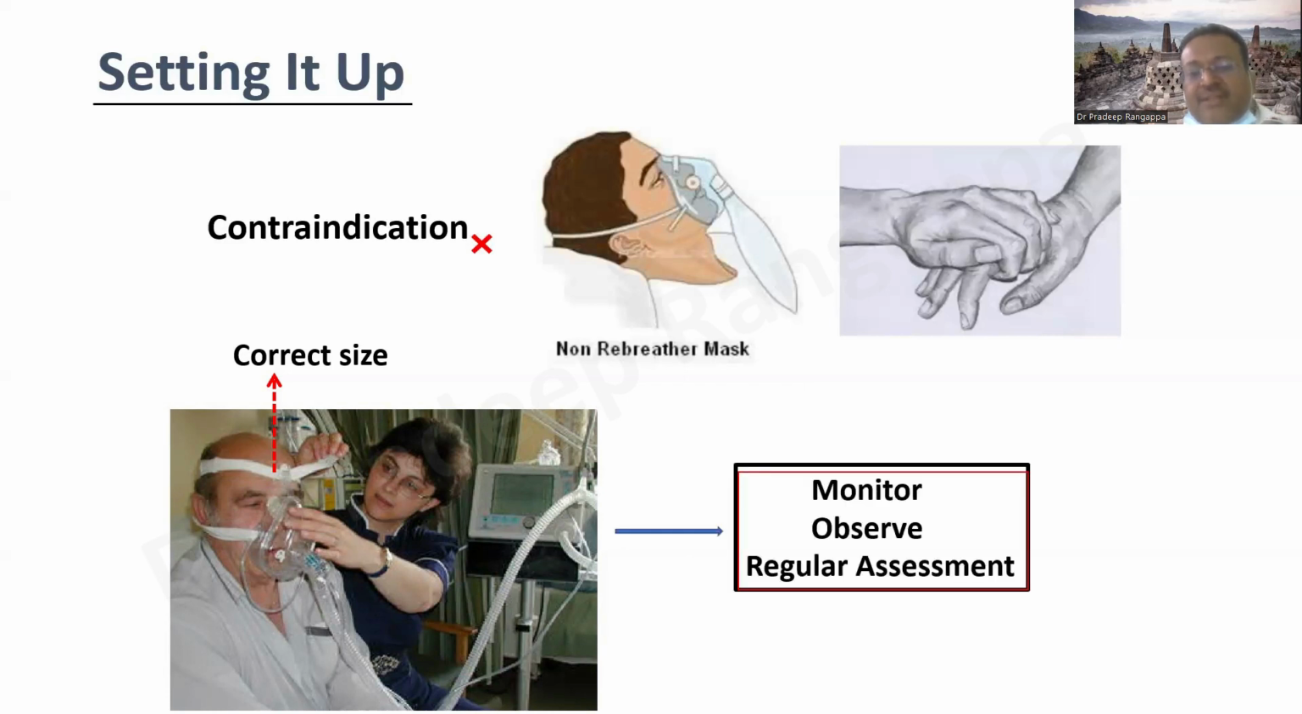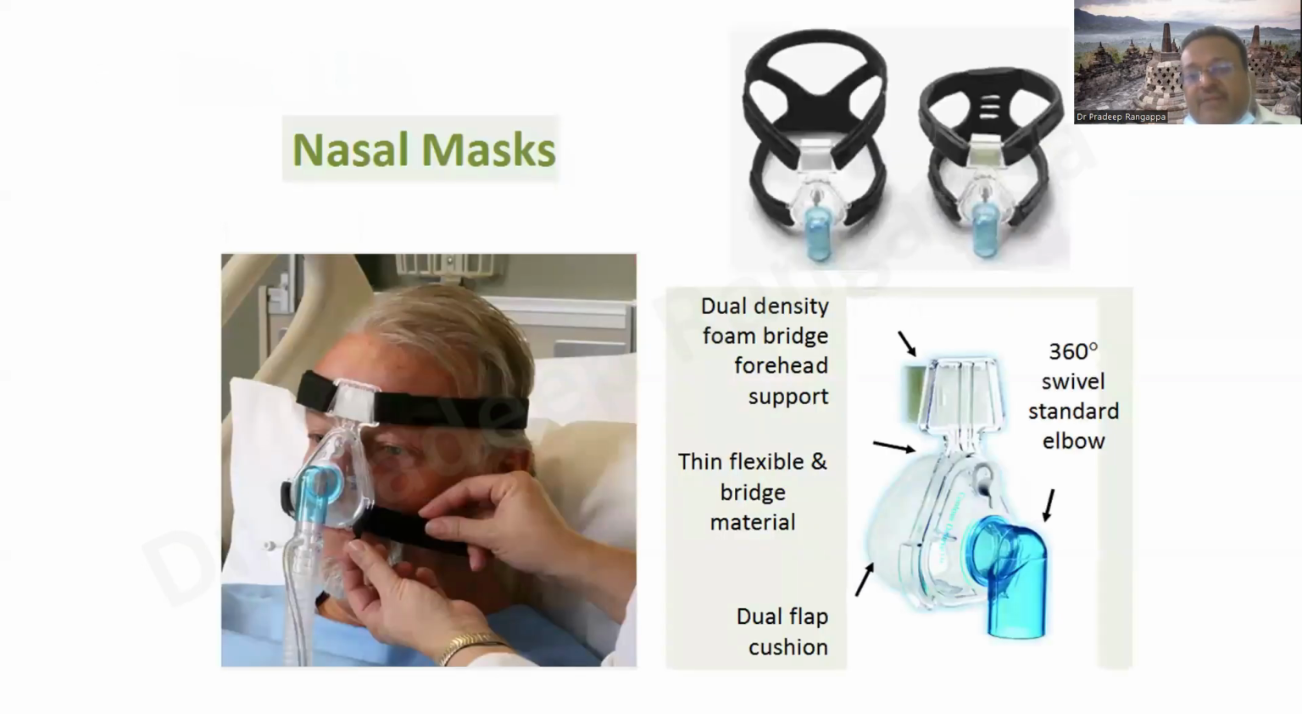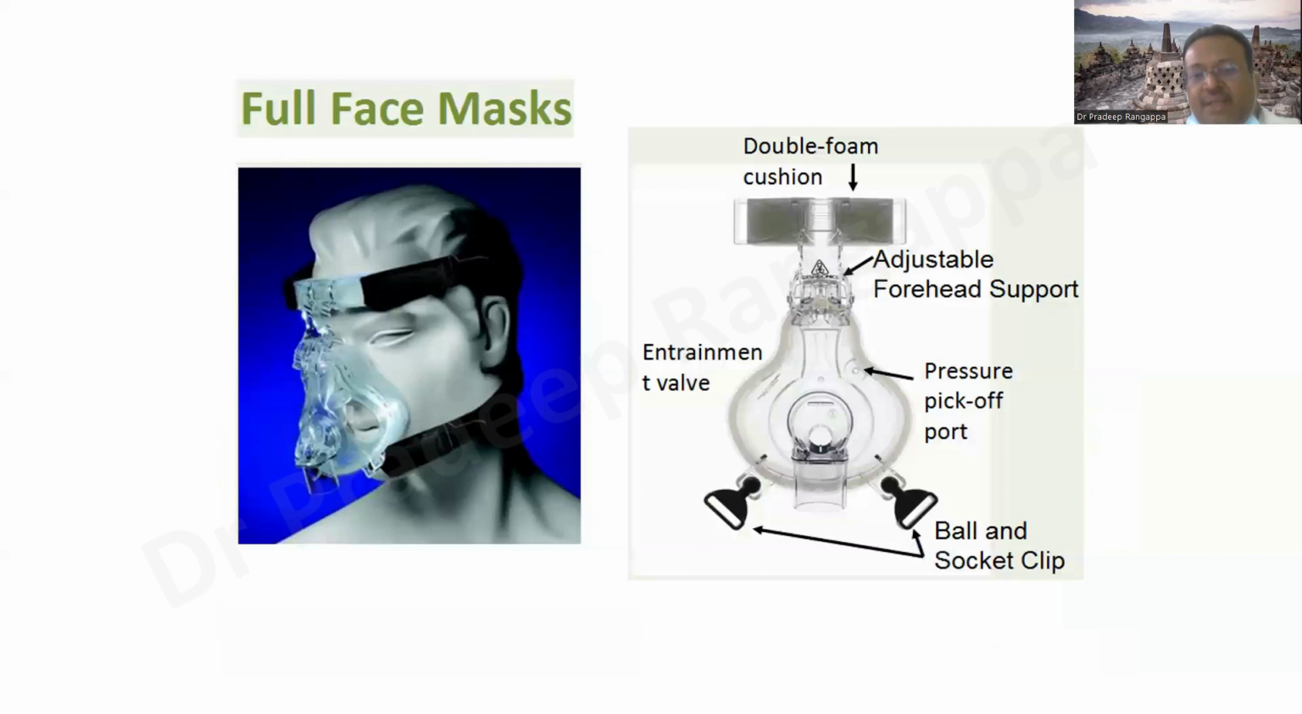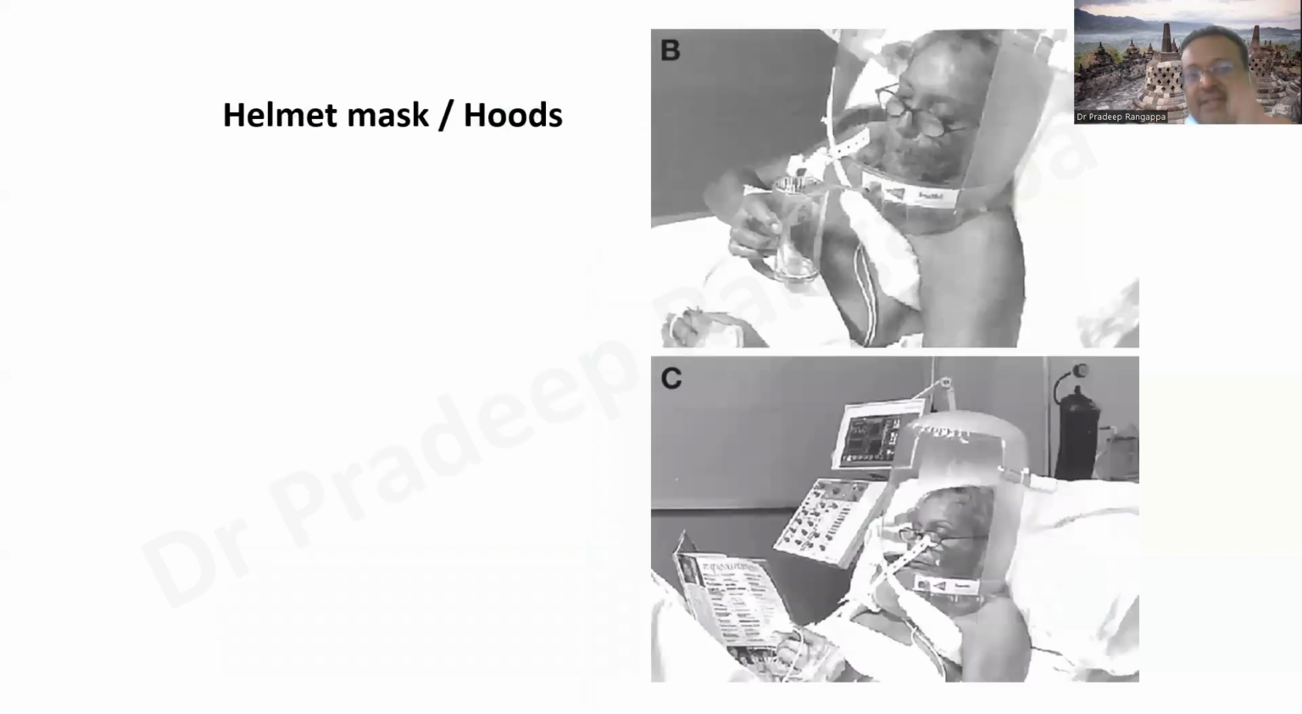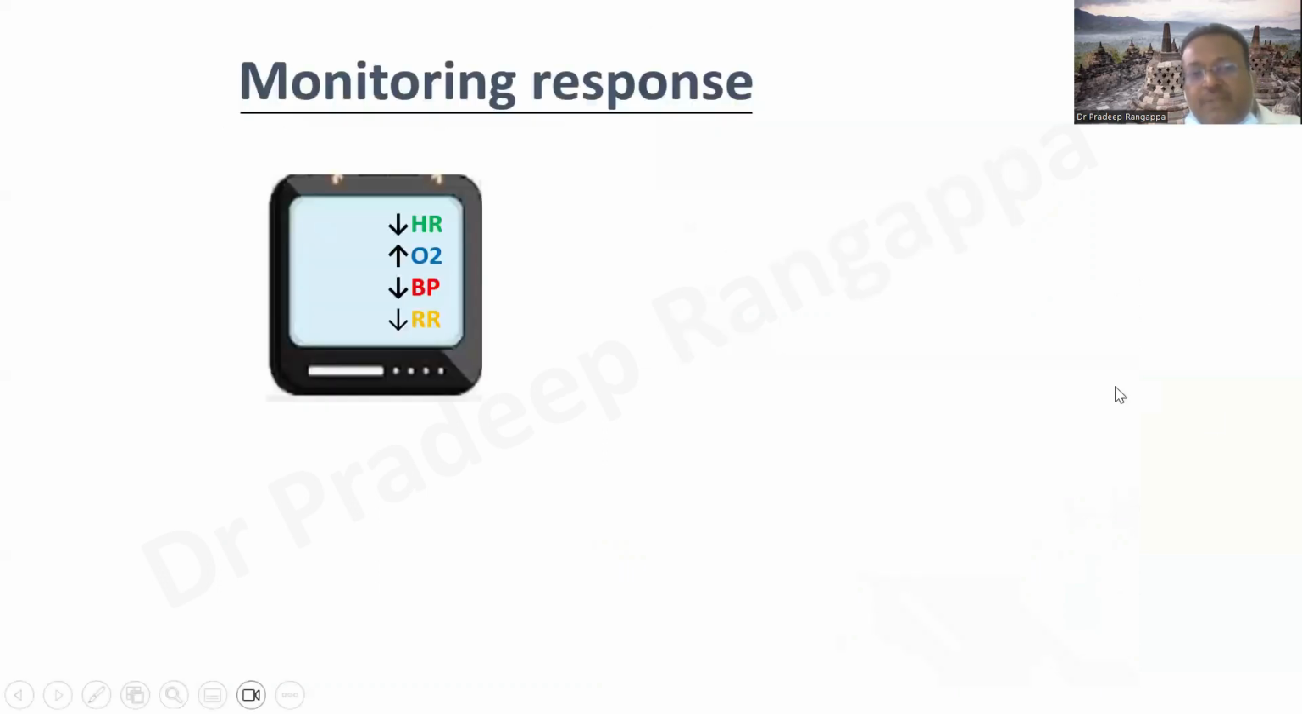So most importantly, as I said, when someone is connected to NIV, it is important to see whether the patient is responding to the NIV, whether the parameters are getting better. Once you put them on NIV, they need to be more diligently and vigilantly watched, monitored, observed, and regular assessment has to be done. There are various other masks like nasal masks, full masks, and the helmet mask. I'm sure many of the listeners would have used many of these. In COVID, especially, the helmet mask became a little more popular.